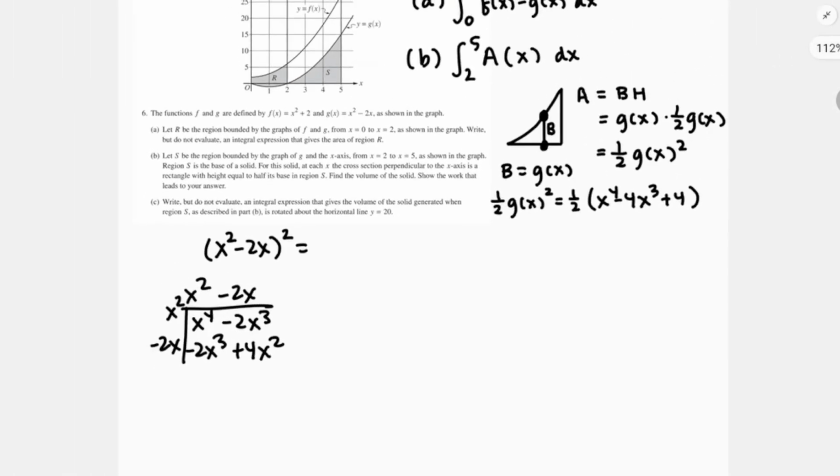That's A of x. A equals base times height, which was 1/2 g of x squared. All right, so I'm integrating from 2 to 5. I'll just hold the 1/2 off to the side: x to the 4, negative 4x to the 3, and that was supposed to be a 4x to the 2, right? Yeah.